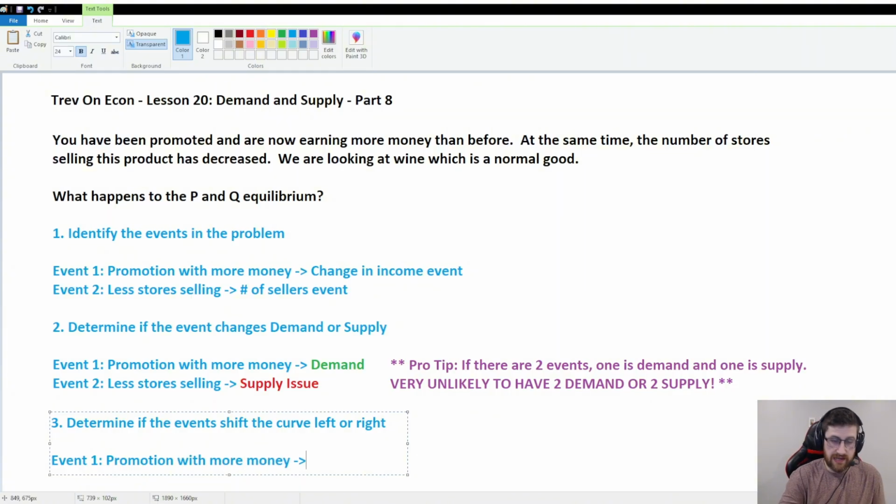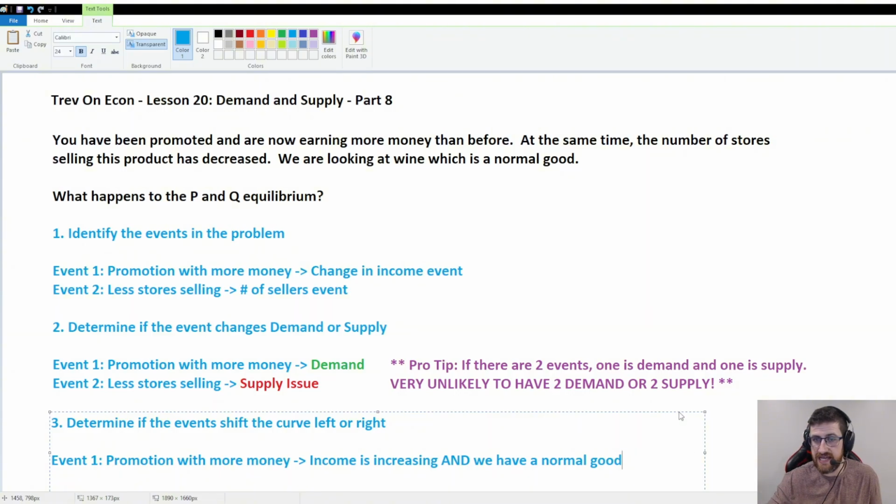Now be careful, because remember, change in income was one of those events that we had to be a little careful of, because not only did we have to care about whether income went up or down, we had to care about normal or inferior good. So in this example, income is increasing and we have a normal good, right? We said in the text that wine is a normal good. So therefore, is demand going to shift right or left? Well, it's going to shift right. So we'll just say demand shift right.